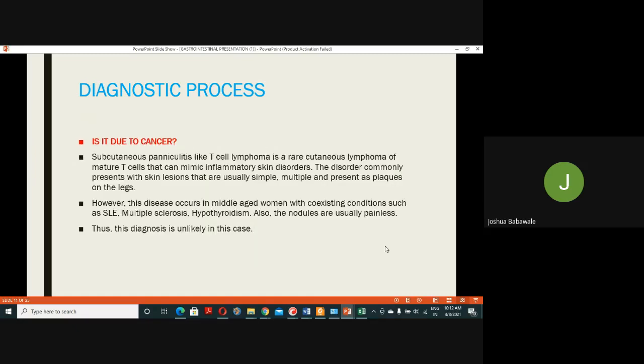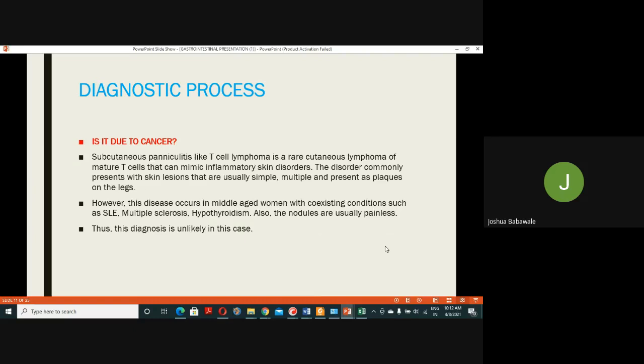So, secondly, is it due to cancer? Subcutaneous panniculitis-like T cell lymphoma is a rare cutaneous lymphoma of the T cell, and it can mimic inflammatory skin disorders. The disorder usually presents with skin lesions that present as plaques and patches on the legs. But in this case, we didn't see that; we have tender nodules, not patches and plaques.